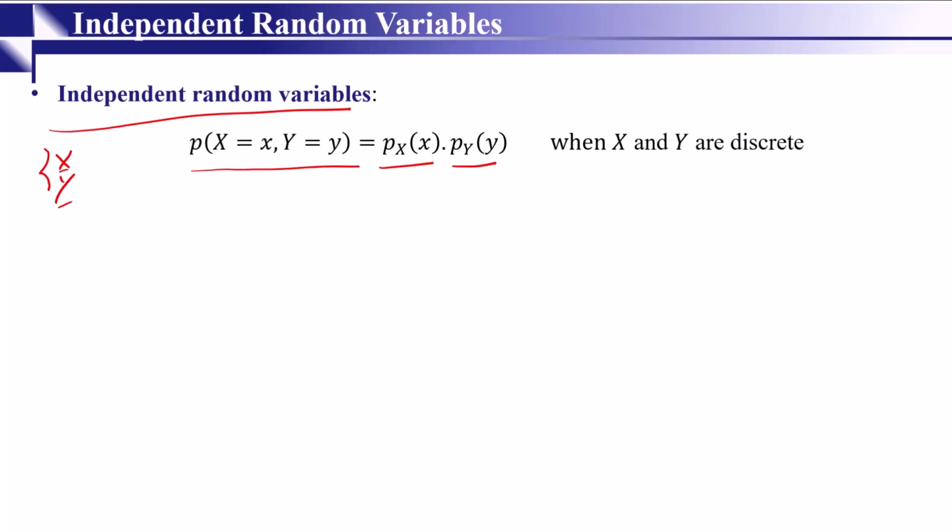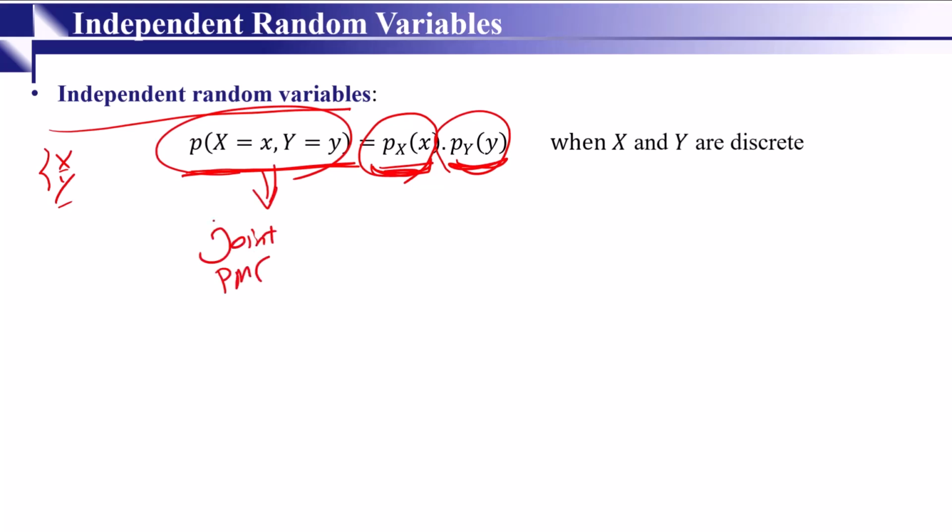So once again, two random variables like x and y are independent if for every pair of x and y values, the probability of X=x, Y=y is the marginal of x times the marginal of y, right? It means two random variables are independent if their joint PMF is the product of the two marginal PMFs. So this is the joint, this is the marginal, and this is the marginal.